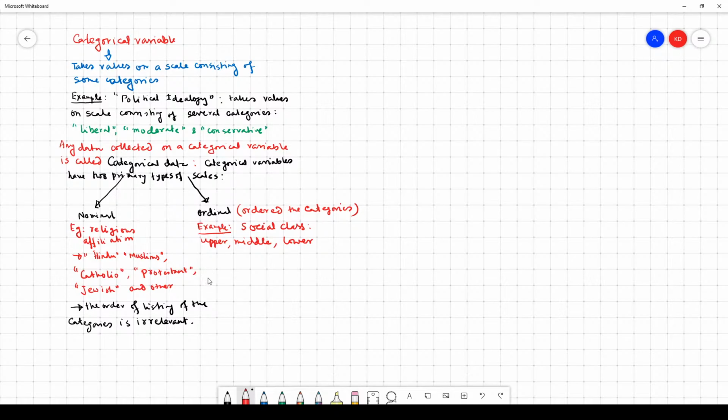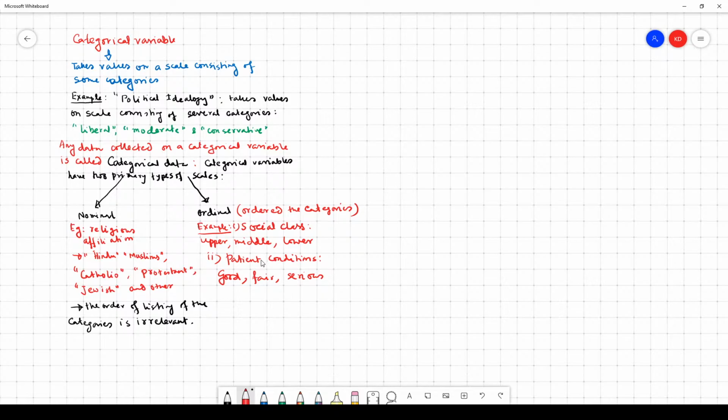Another example, patient condition: good, fair, serious. So here we also see that these categories can be ordered. So this type of variable is called an ordinal variable.